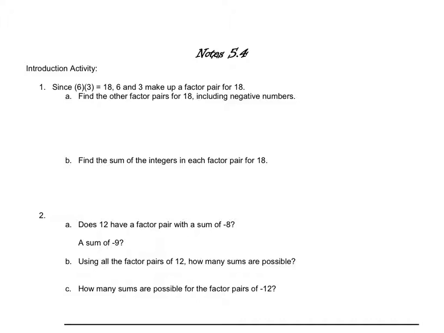It says, since 6 times 3 equals 18, 6 and 3 make up a factor pair for 18. Find the other factor pairs for 18, including negative numbers. Alright, so for 18 we know 6 and 3 multiply together to get 18. What else? 2 and 9, 1 and 18. And then it said the negative ones.